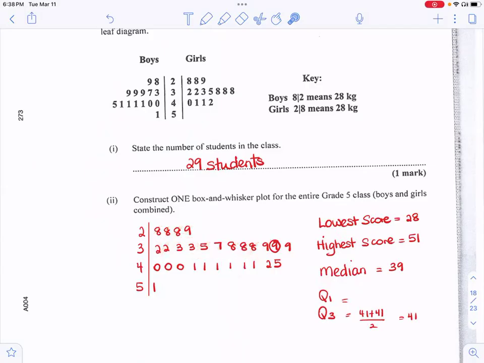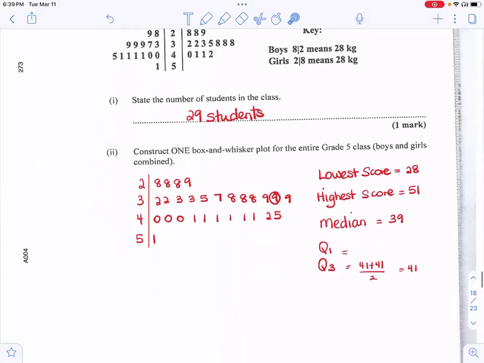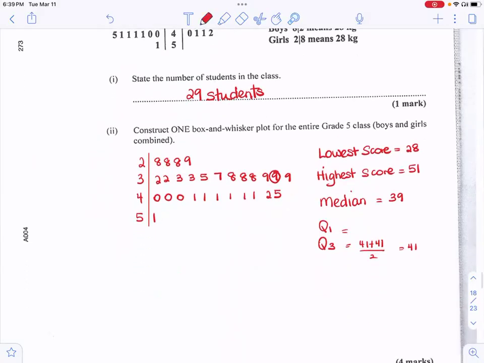How much did you all get for the lower quartile or Q1? That's 32.5. So on your diagram or on your graph, Makaya, can you hear me? You got those values? Yes, miss.